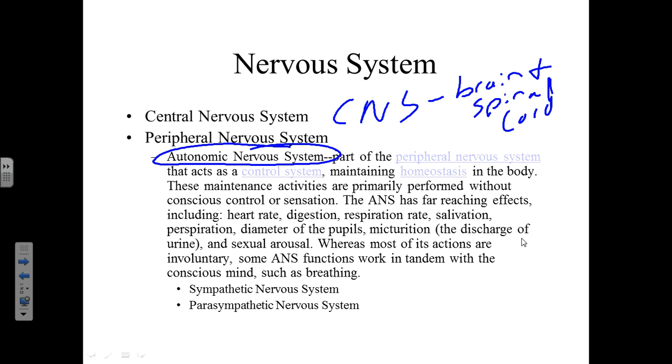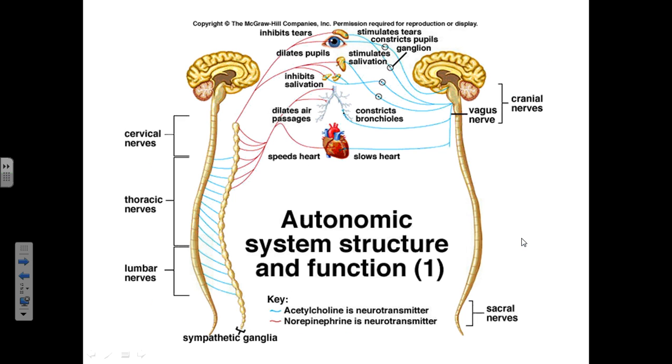Now, we're going in divisions here. So the autonomic nervous system is a branch of the peripheral nervous system. Well, that itself branches. And there's two branches of the autonomic nervous system. They're called sympathetic and parasympathetic. We'll kind of have a flow chart of this next time. I want to look at this real quick.